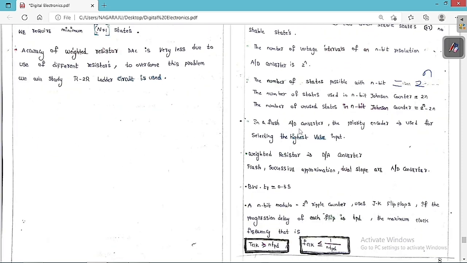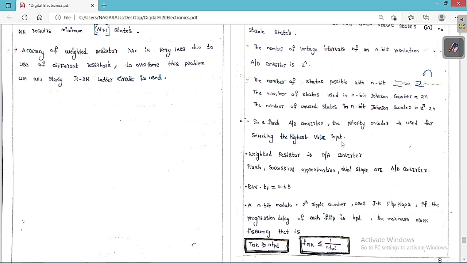In a flash type ADC converter, the priority encoder is used for selecting the highest value input. In a flash type ADC, it uses 2 to the power of n resistors and 2 to the power of n minus 1 comparators. Don't miss the minus 1. We also use a priority encoder, which means whichever input is high with maximum priority gives the corresponding binary output.